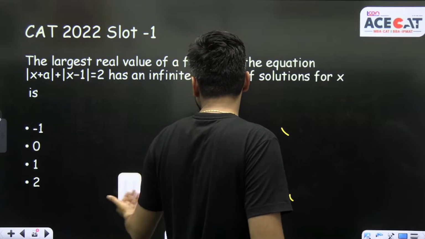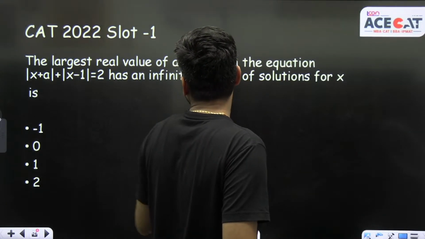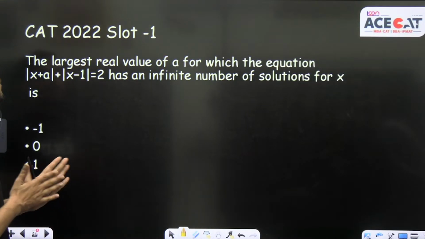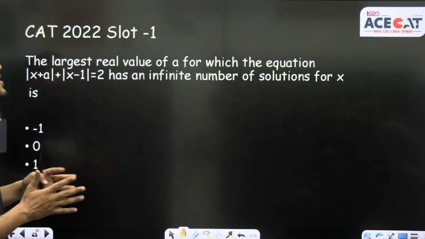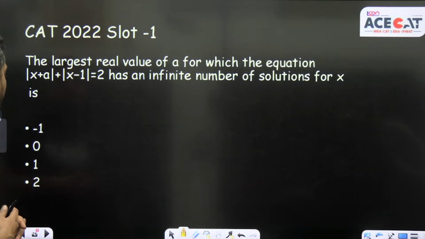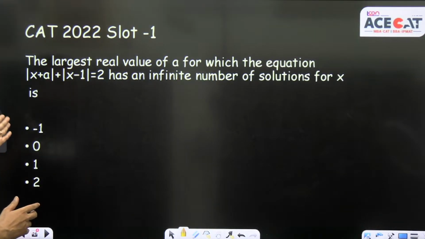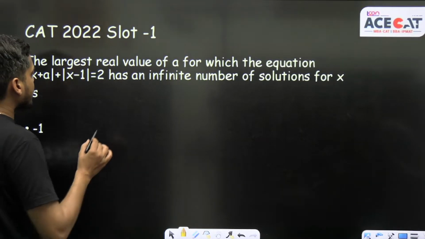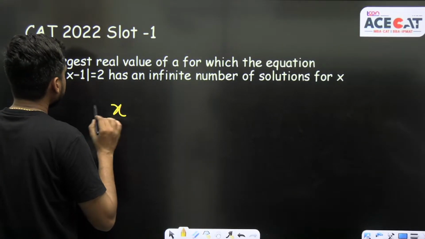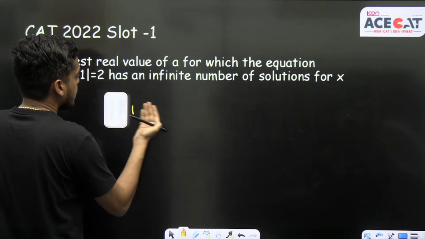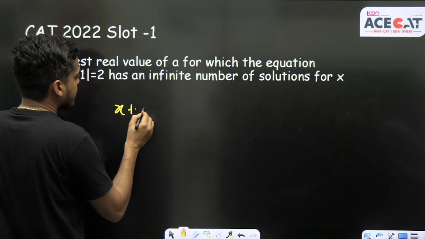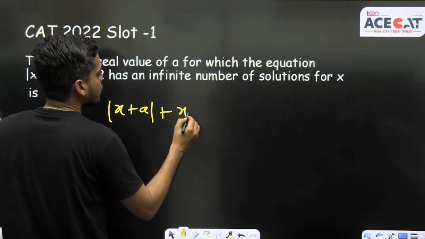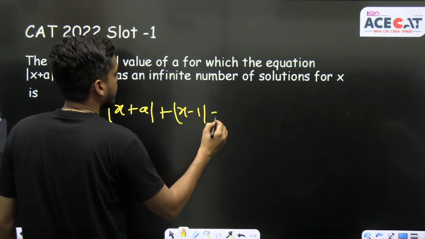Now this question is asking: the largest real value of a for which the equation mod of x plus a plus mod of x minus 1 equal to 2 has an infinite number of solutions for x. The options are minus 1, 0, 1, 2. Let me write the complete question: mod of x plus a plus mod of x minus 1 equal to 2.